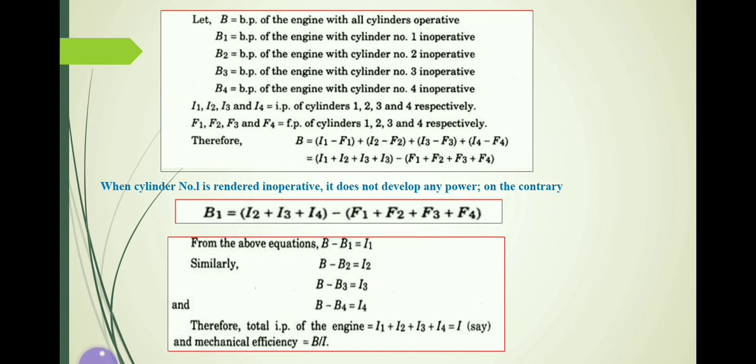If we add all these indicated powers, we get the total indicated power of the engine. Now we can find the total brake power using the dynamometer, and we get the total indicated power I1 plus I2 plus I3 plus I4. So we have both the brake power and the indicated power, and we can easily find the friction power, because friction power is nothing but the indicated power minus brake power. As well, with the brake power and indicated power, we can easily find the mechanical efficiency also.